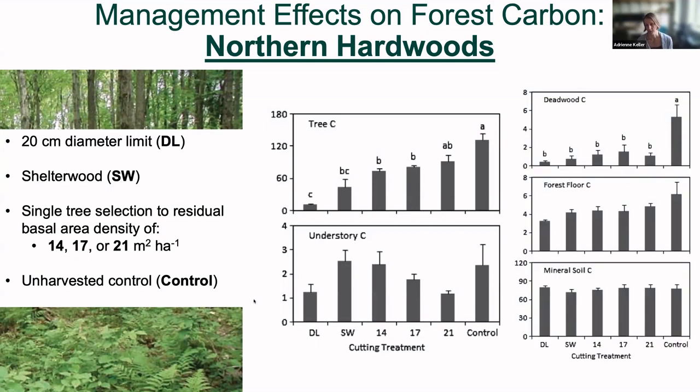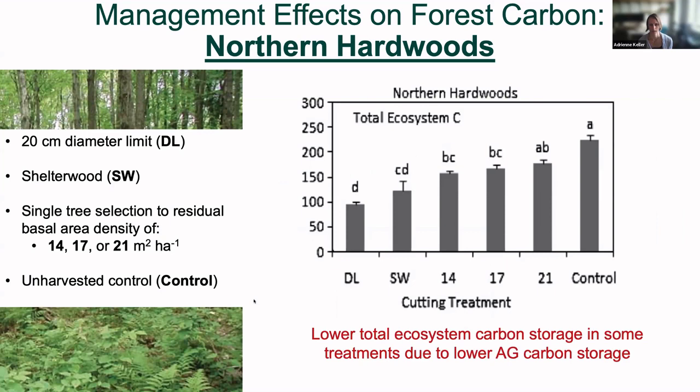And they measured all the different pools that we've talked about. They also measured deadwood carbon, forest floor carbon, and mineral soil carbon. And so we can see that while tree carbon did vary significantly between these different treatments, there was no significant difference in this mineral soil carbon or in the forest floor carbon across the treatments. And then if you put this all together, we see some differences in total ecosystem carbon, where our control did have higher total ecosystem carbon compared to some, but not all, of the cutting treatments. And this is due to lower above ground carbon storage in some of these cutting treatments.